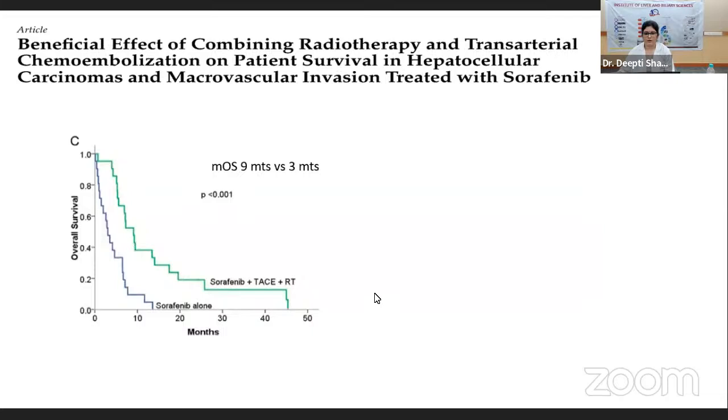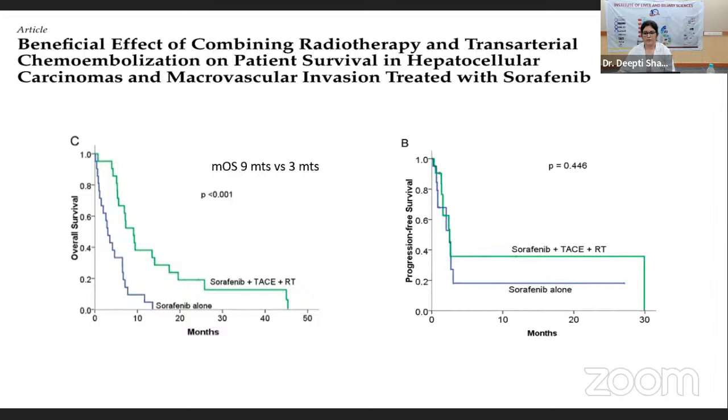In this randomized trial, they used all three, that is TACE, SBRT, and sorafenib. They compared TACE with radiation with sorafenib versus sorafenib alone, and it showed that the triplet therapy has a better median overall survival, which is increased by 3 times in this group of patients. Although there was no difference in the median PFS, the PFS at 1 year is slightly better in the triplet arm.